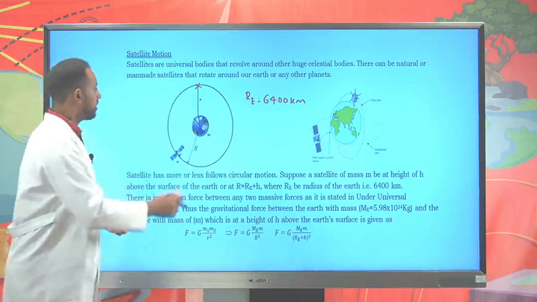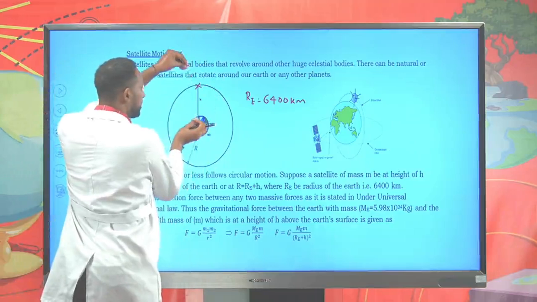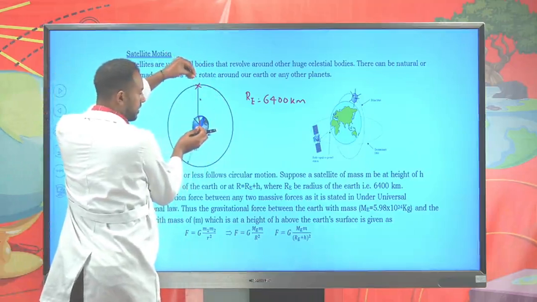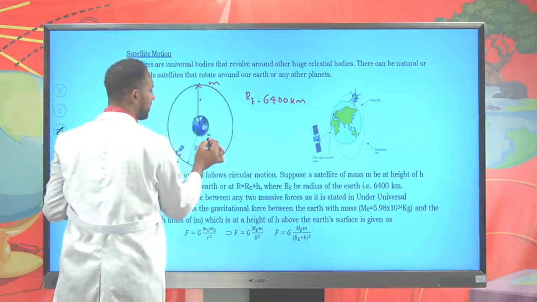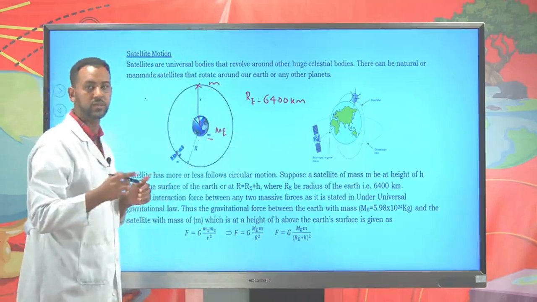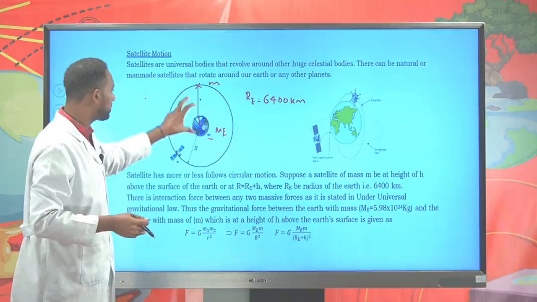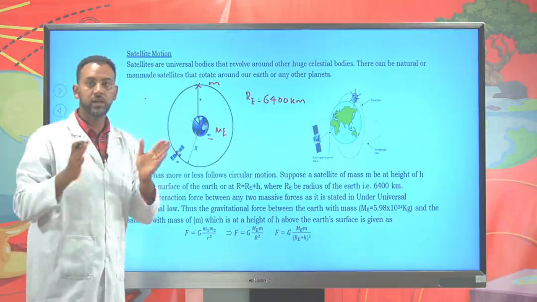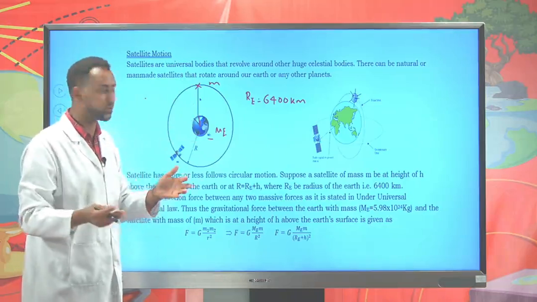So, if these satellites stay there, there will be an attraction force between the satellite and the Earth. The satellite has its own mass. The Earth has a mass of 5.9 something times 10 to the power of 24 kilograms. There is an attraction force between massive bodies. This is known as the universal gravitational law.